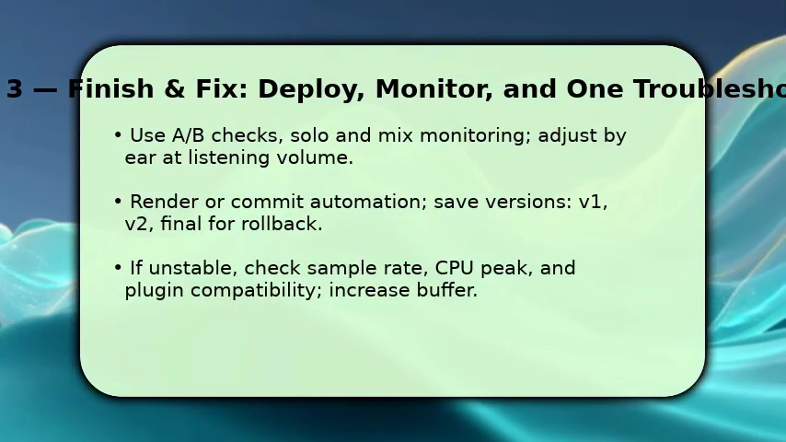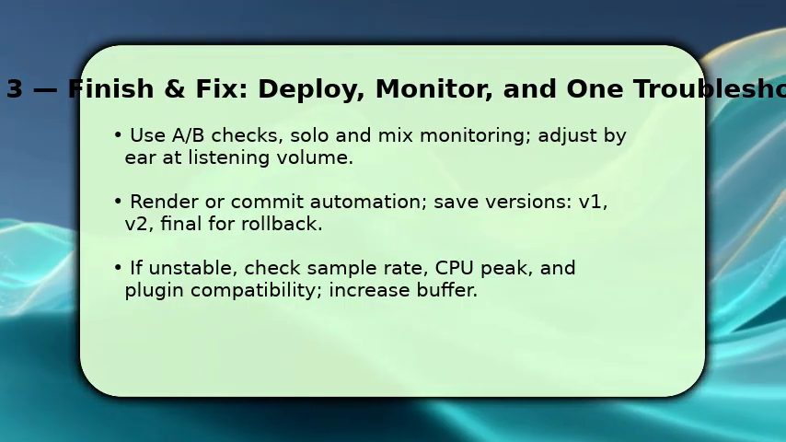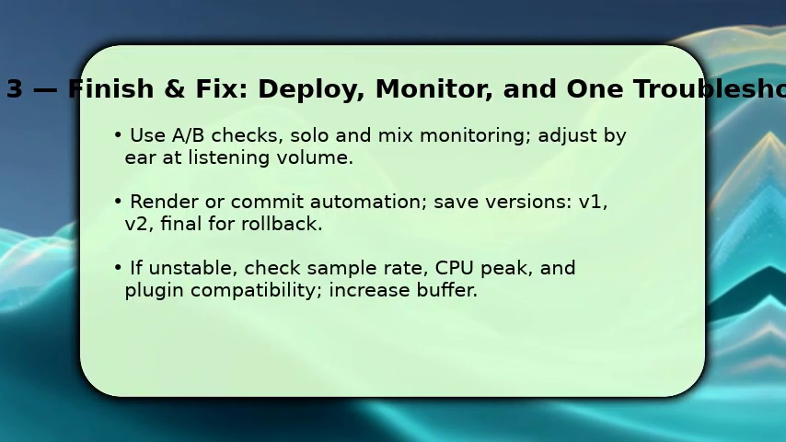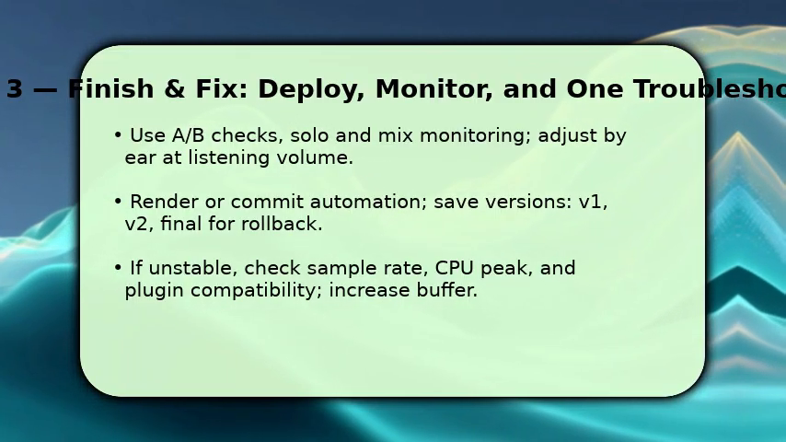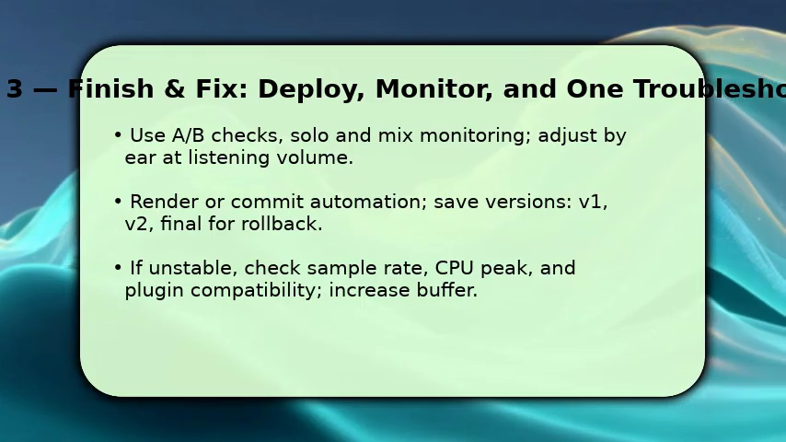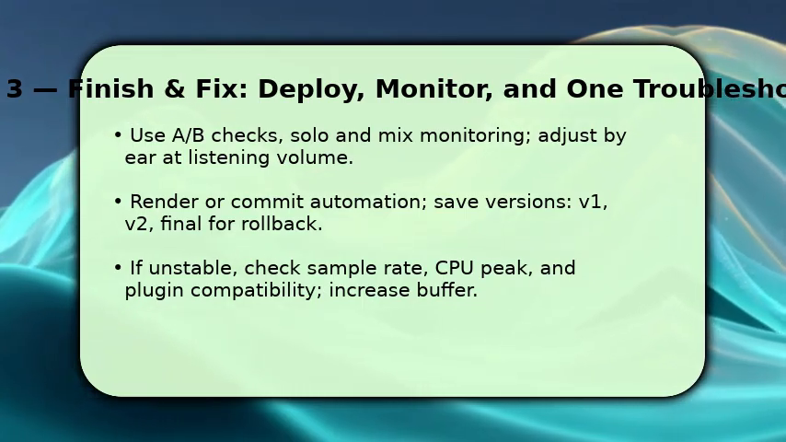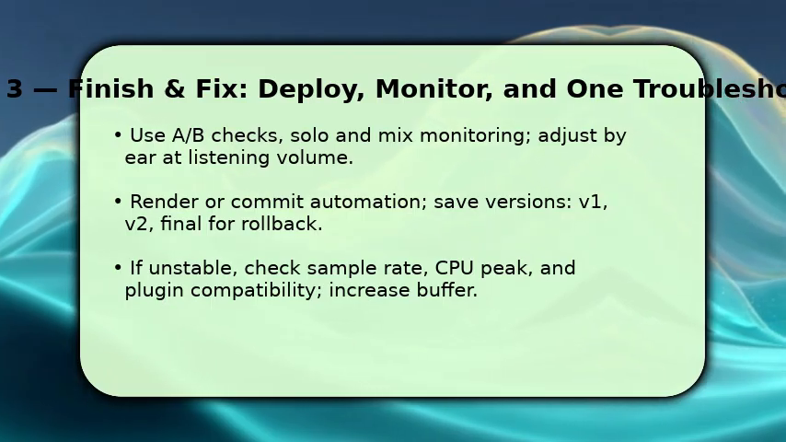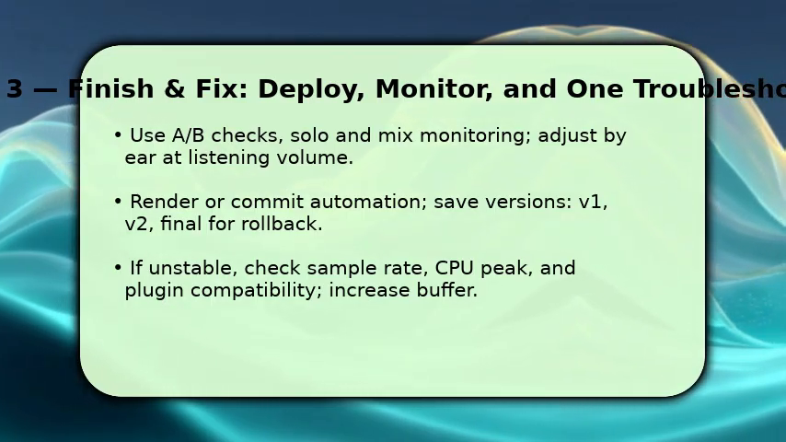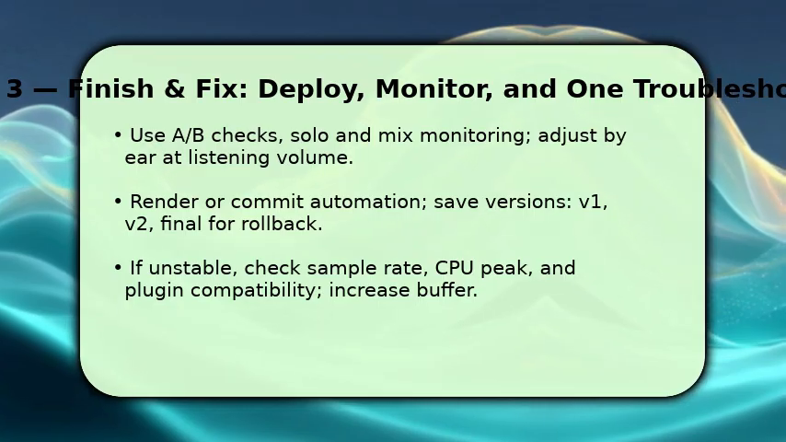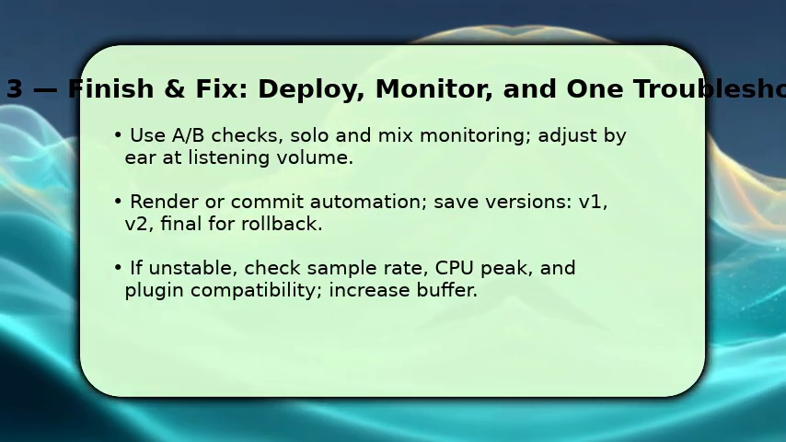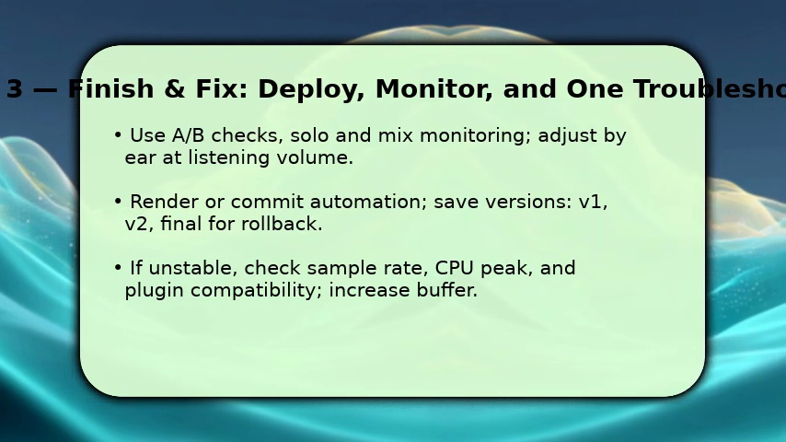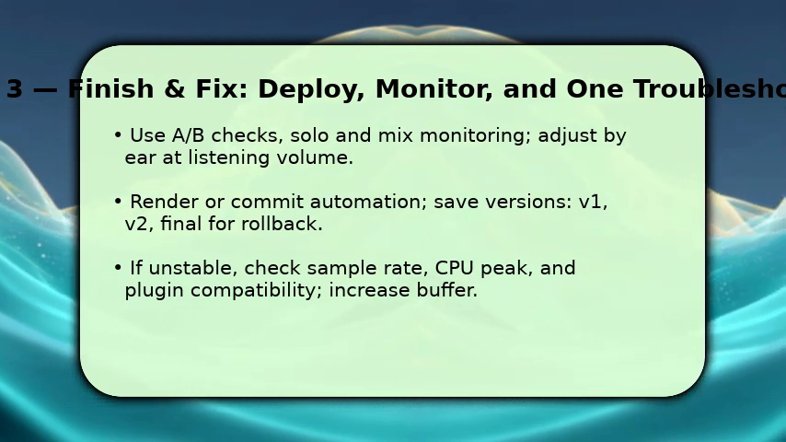You reach the final steps. Perform A/B comparisons and listen in context, because what sounds right solo may clash in the mix. Once satisfied, commit automation or render tracks and save distinct versions labeled V1, V2, final so you can roll back if needed. If something goes wrong, crashes, glitches, or plugin errors, first check sample rate mismatch, CPU spikes, and plugin compatibility. Increase the buffer to reduce load. Finally, document the changes so you can reproduce results next session.